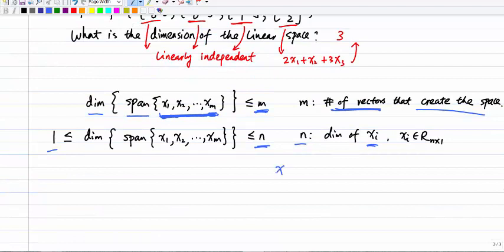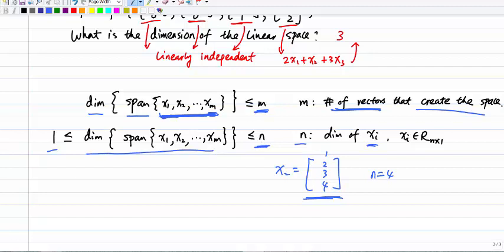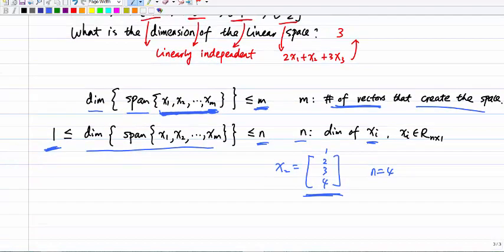For example, if each x is 1, 2, 3, 4, then n is 4. This is a 4-dimension vector. So m is how many vectors created the space, and n is the dimension of each vector, which means how many numbers are in that vector. So the dimension must be less than or equal to the dimension of each vector, and of course greater than or equal to 1. If it's 0, that means all vectors would be 0, right? I'll stop over here. I'll talk about a little more mathematical background in the next video.